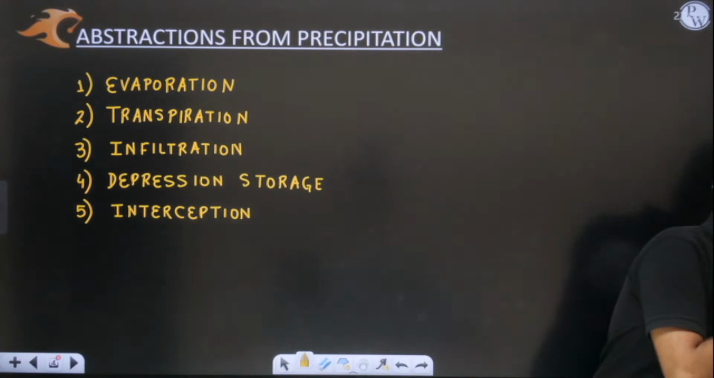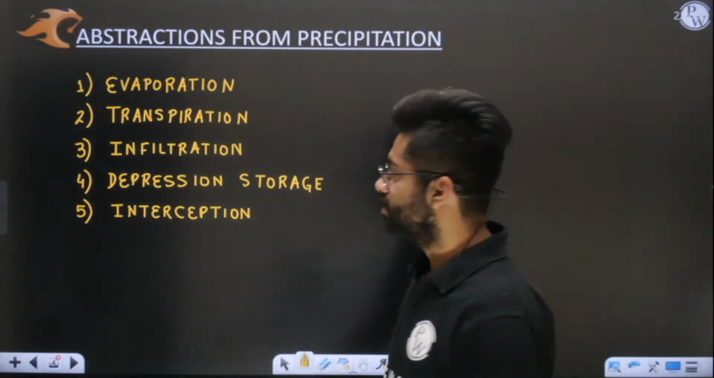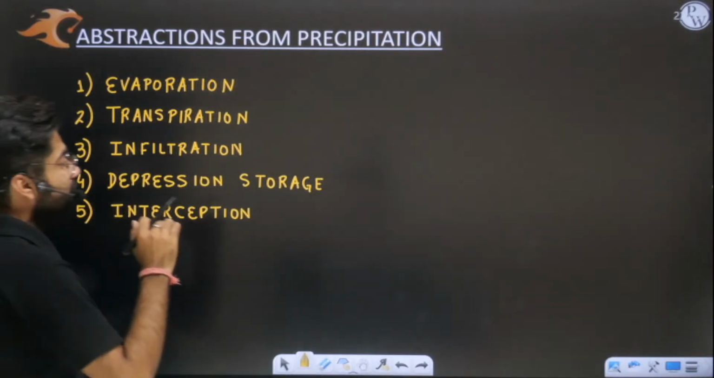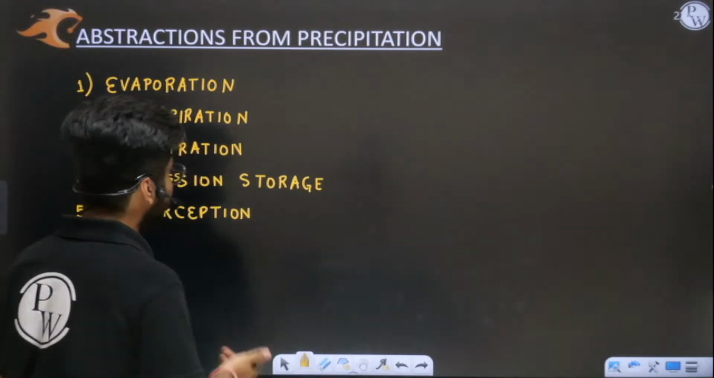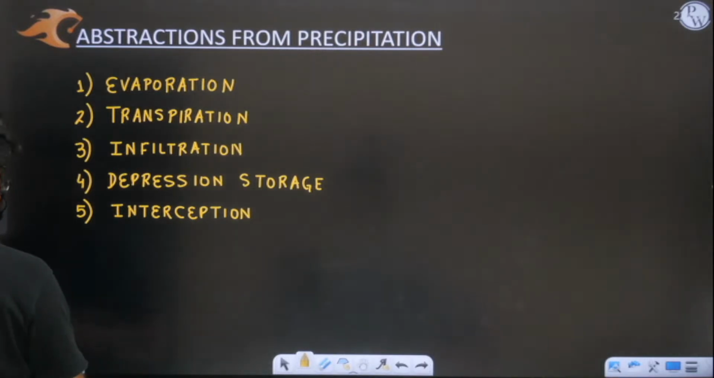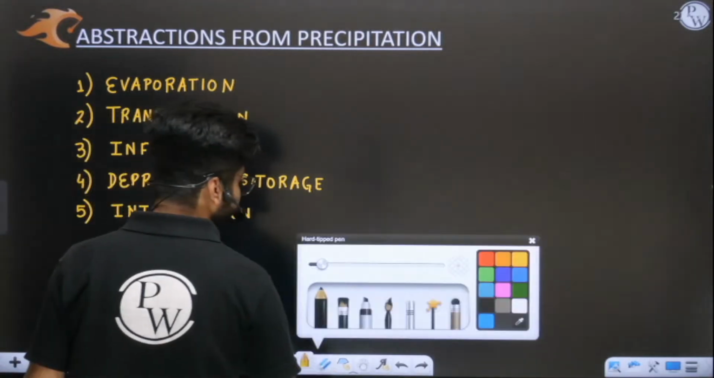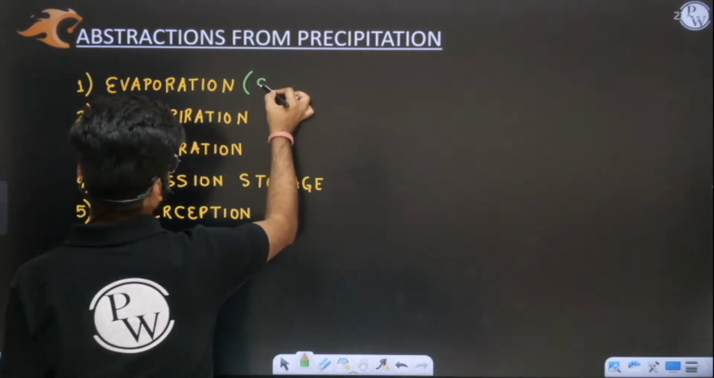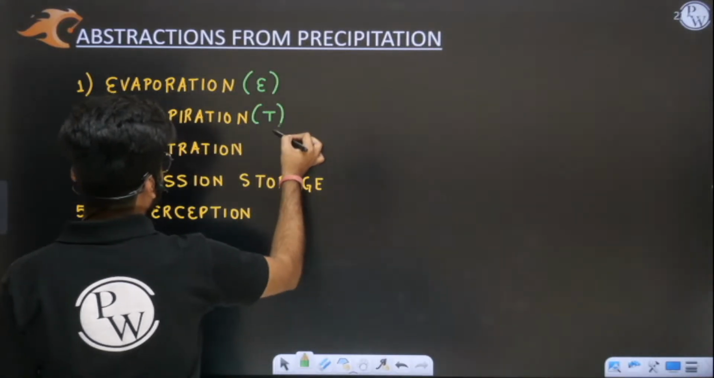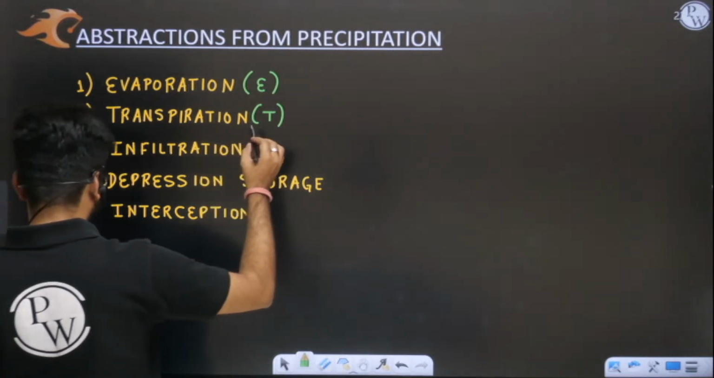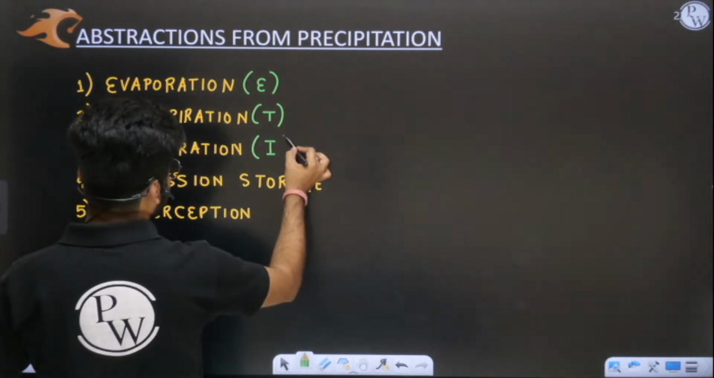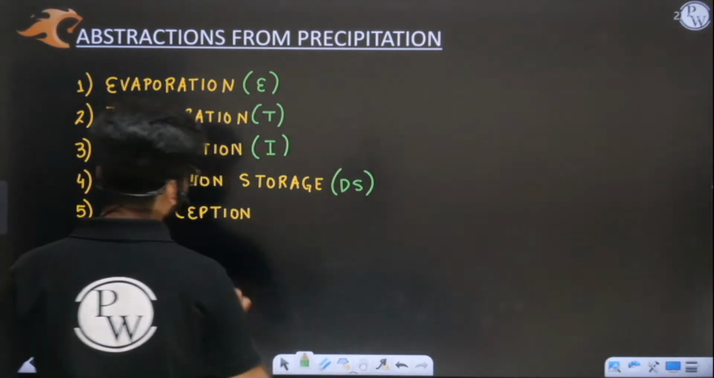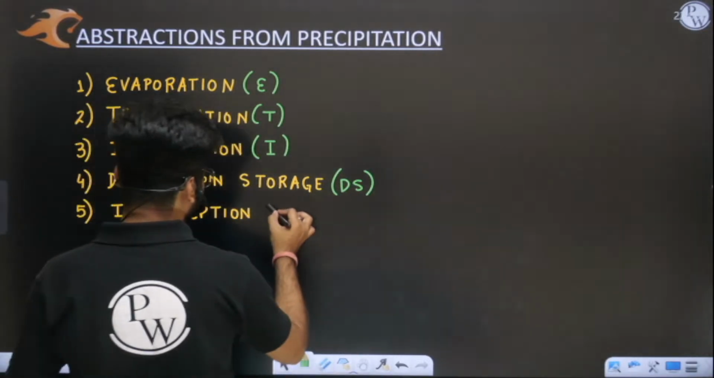Okay, Vishal. Yes, great Manjusha. Perfect answer. I asked you one question: which loss will be in the highest quantity? Obviously, infiltration will be in the highest quantity. Yes, perfect. Perfectly answered. So evaporation is denoted by E, transpiration is denoted by T, infiltration will be denoted by I or simply IF, depression storage will be denoted by DS, and interception will be denoted by IL.